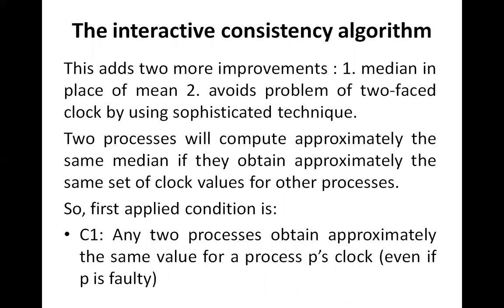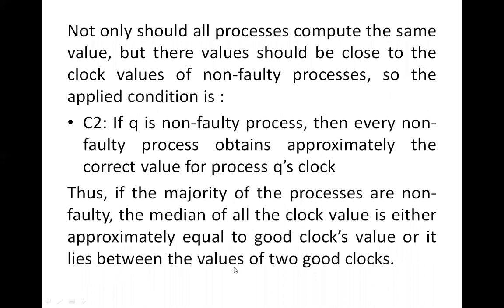Suppose there is some process P, and there are two other processes. So any two processes are going to obtain approximately the same value for the process P. Whatever the clock value of the process P, any two more processes, suppose A and B, are going to obtain approximately the same value of P's clock, even if the process P is faulty. Even so, the two processes are going to obtain the same value of P's clock.